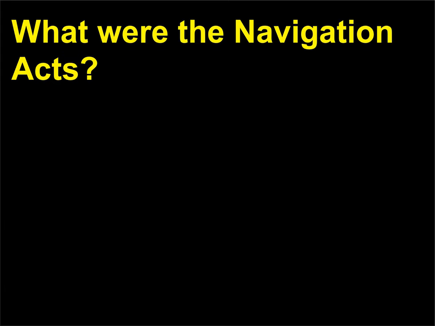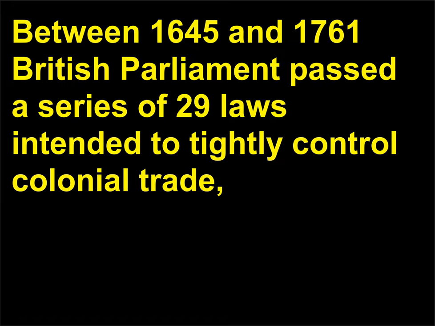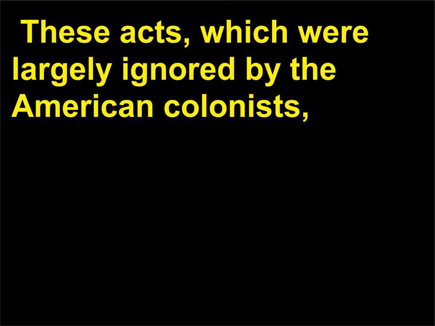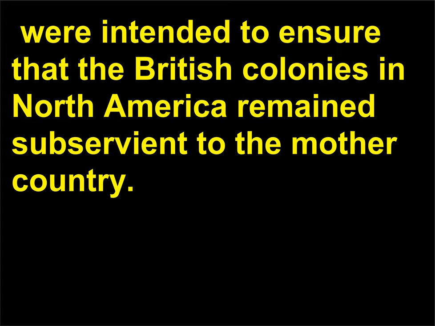What were the Navigation Acts? Between 1645 and 1761, British Parliament passed a series of 29 laws intended to tightly control colonial trade, shipping, and industry to the benefit of English interests in America. These acts, which were largely ignored by the American colonists, were intended to ensure that the British colonies in North America remained subservient to the mother country.